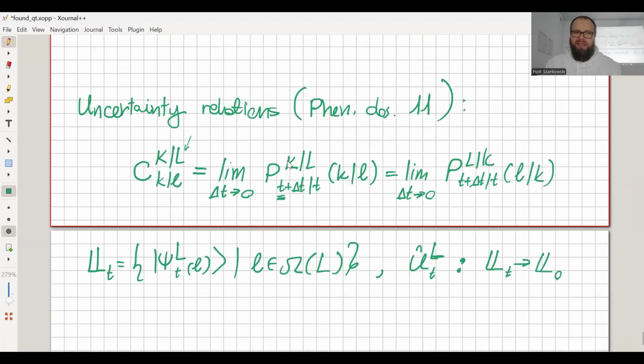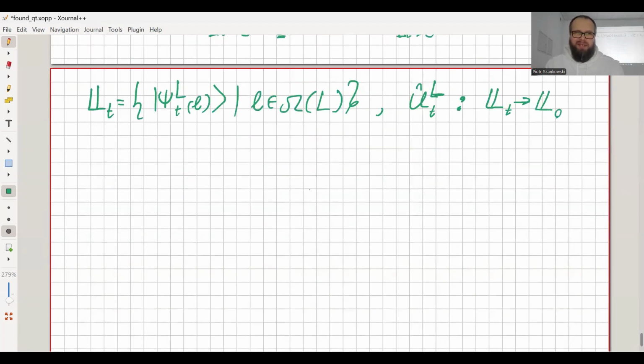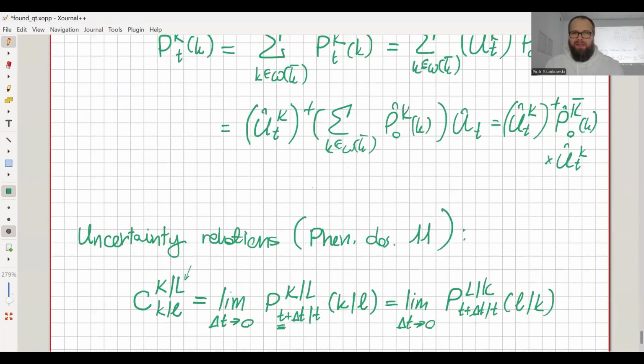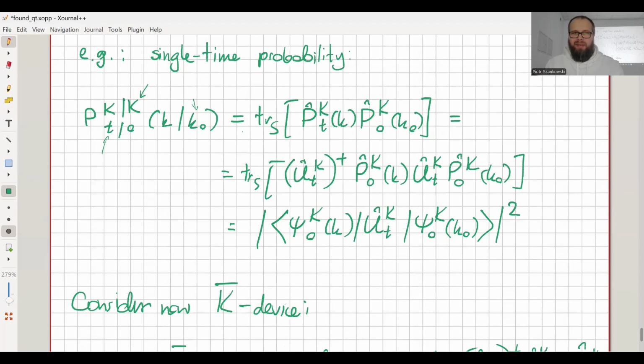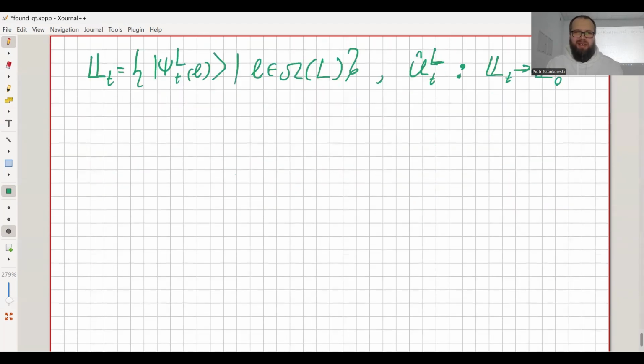Then we can take this uncertainty relation and use the fact that it's independent of time. We also know how to express those probabilities in terms of unitary operators, right? So now we can take this and use the fact that it's independent of time, so that we get the following equation.